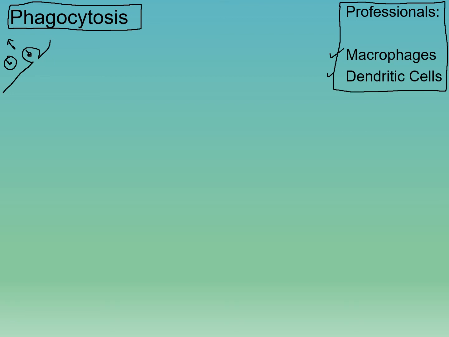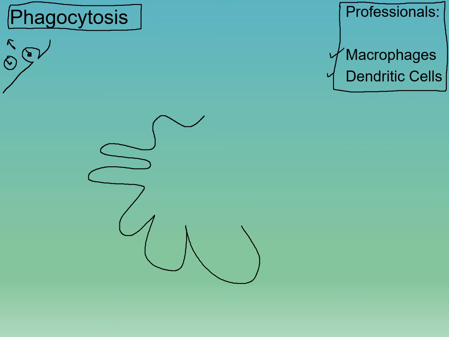Here, let's say this is a dendritic cell, which is a white blood cell. It's a type of leukocyte. Here is our virus, and on that virus are spike proteins, which we know about.